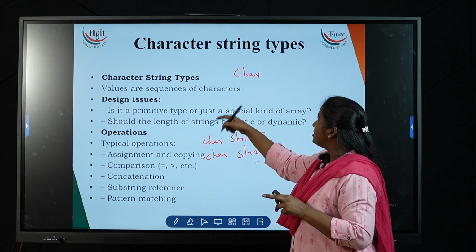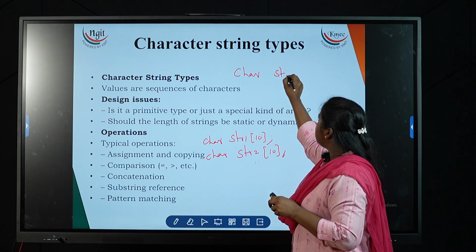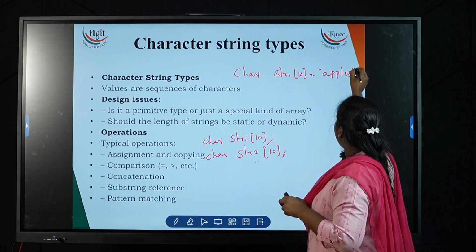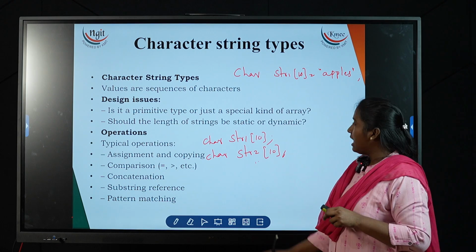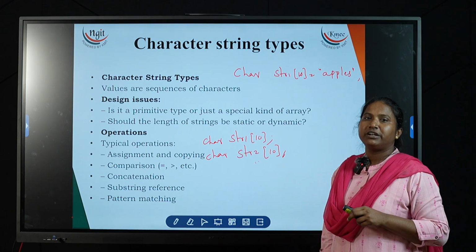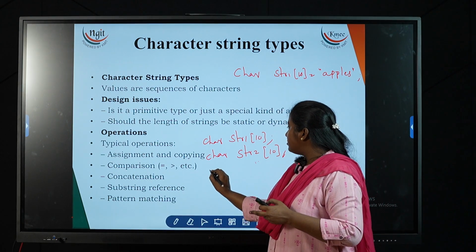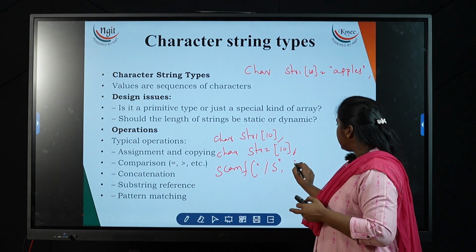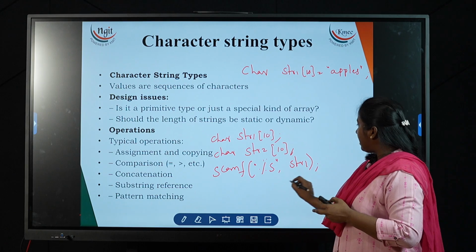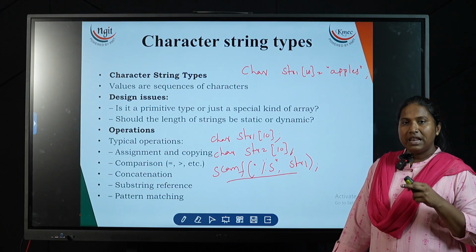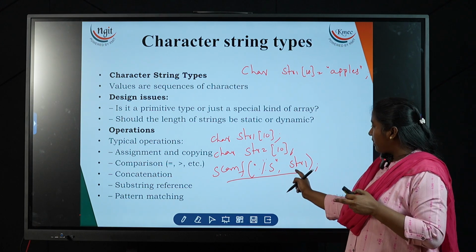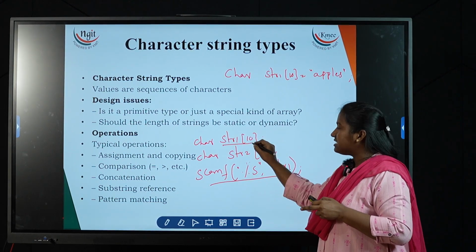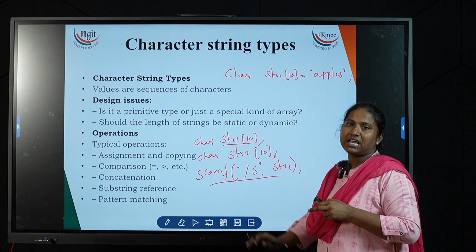Earlier, where I mentioned it is static length, char str 1 of 10 is equal to apples. In the case of this, your memory is fixed with the value of apples. In the case of these two, I did not mention any value. Then how can I get the value? I am just reading it. So I am using an instruction, scanf percent s string 1. When you write this instruction in the program, the user is allowed to enter some value here. Now the value should not exceed this 10, because you already fixed the size of the character.